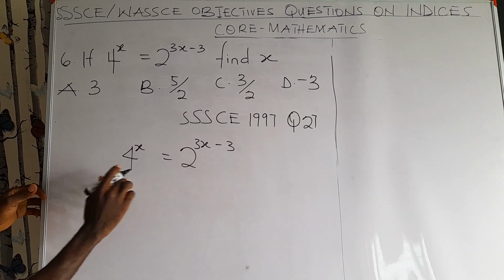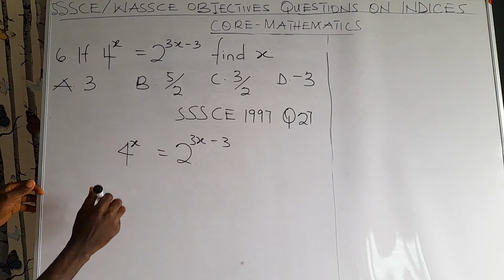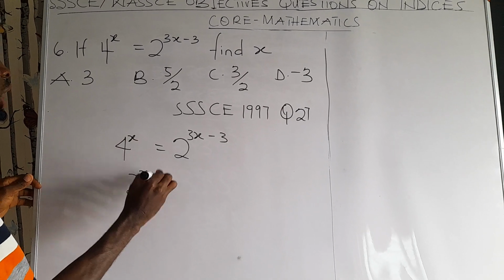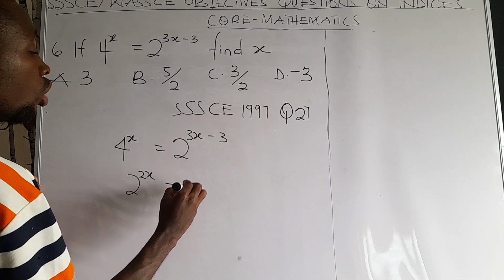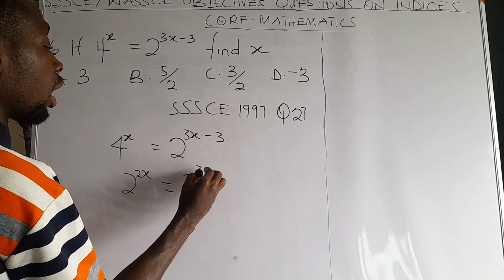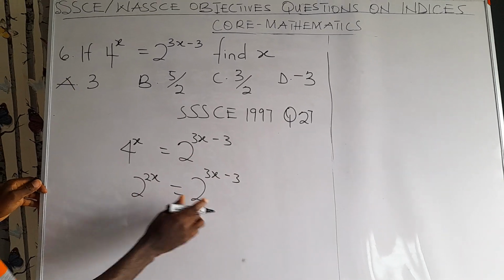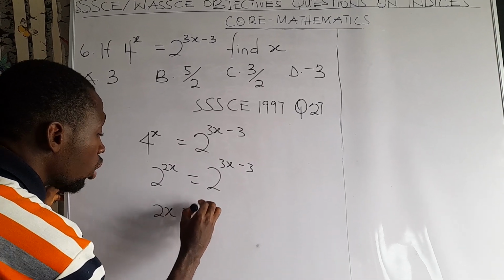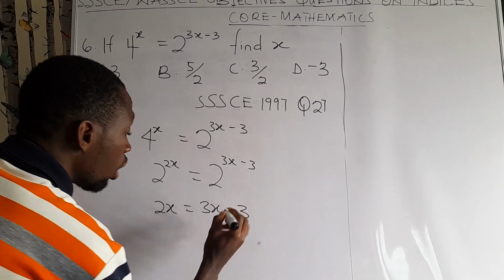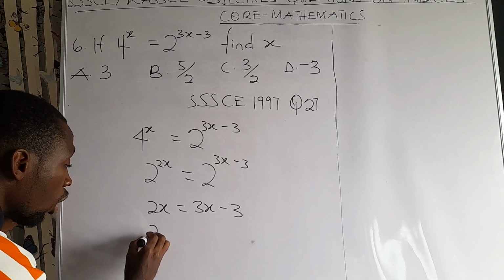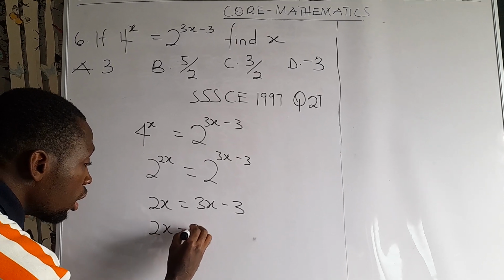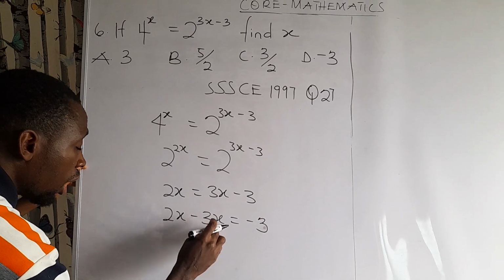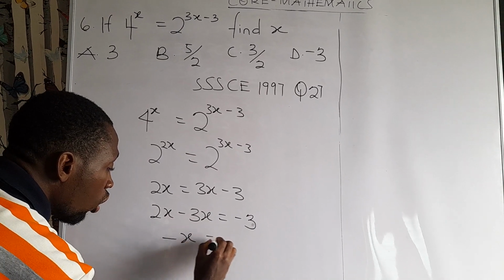So we have 4 exponent x is equal to 2 exponent 3x minus 3. We have to make sure that both sides of the equation have the same base. So 4 can be 2 exponent 2. So that will be 2 exponent 2x equal to 2 exponent 3x minus 3. Since the bases are the same, we can equate the exponent. So 2x is equal to 3x minus 3. We group like terms. So 2x minus 3x will be equal to negative 3. 2x minus 3x is negative x equal to negative 3.